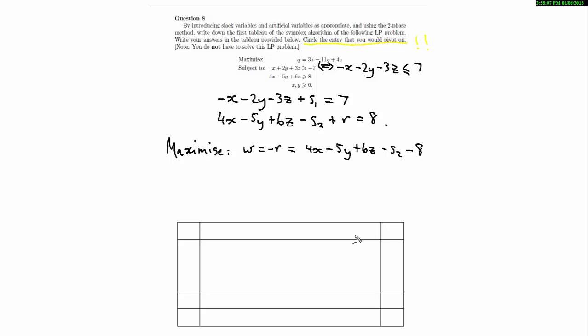Okay, so we can quickly write in our variables, like so, and we're ready to start filling in the entries of our tableau. So firstly, the first row, we will correspond with the first constraint that we're given. So this first entry is -1, as that's the coefficient in front of x for the first constraint. Similarly, we have -2 for y, -3 for z, 1 for s1, 0s for these two as they don't make an appearance up here, and we have 7. Okay, and same for the second constraint. I'll do this a little bit quicker.